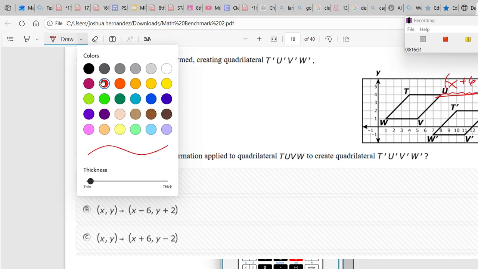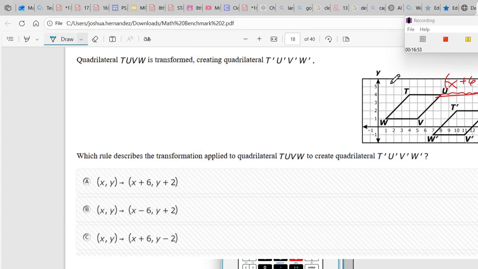And then we're going to go down, so that's on the y-axis going down. 1, 2, minus 2. Y minus 2. And then it'll be x plus 6 minus 2. There it is, C.